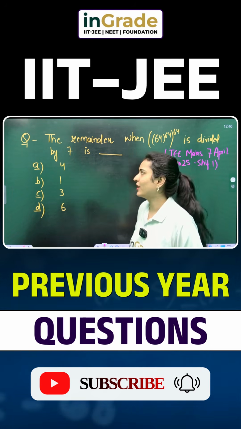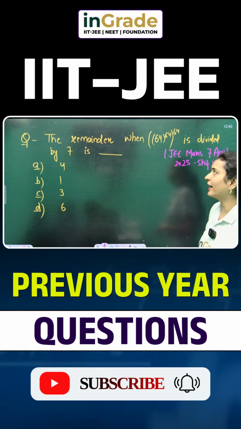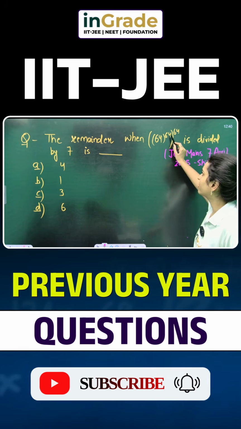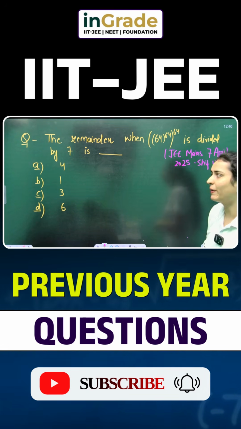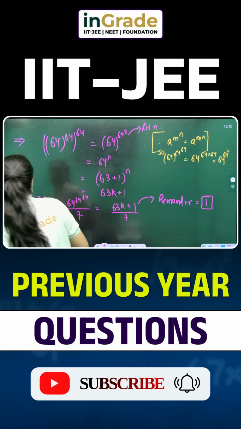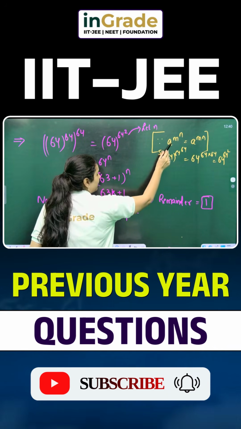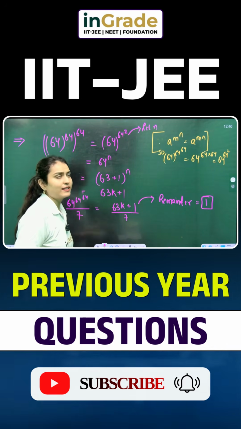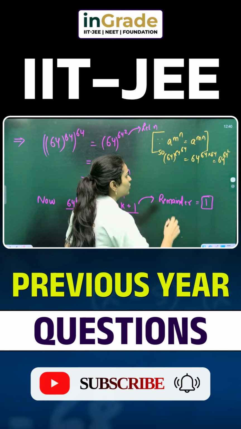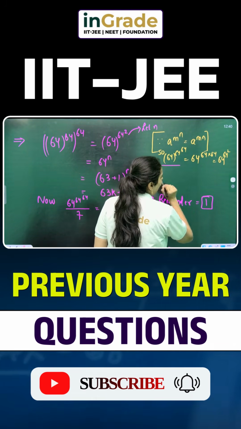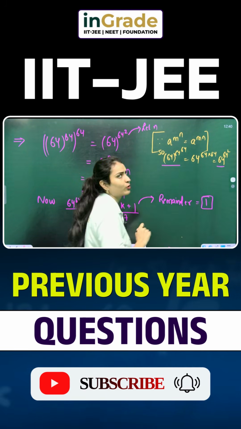Our today's question is a JEE previous year question in which we have to find the remainder when 64^(64^64) is divided by 7. Here, I know that (a^m)^n can be written as a^(m×n). So, I can write this whole thing as 64 to the power 64 squared.